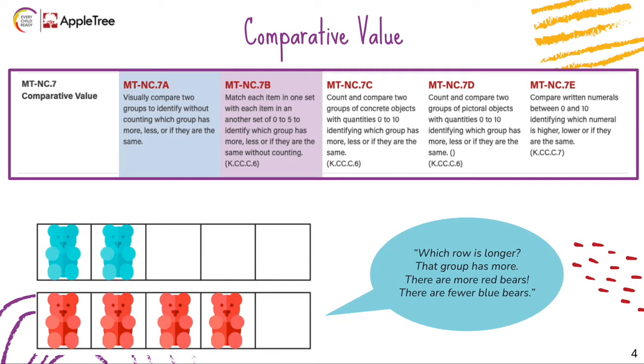Comparative value is determining that a group has more, less, or the same amount. In order to understand comparative value, students must have a mastery of one-to-one, row counting, and quantification. Below is an example of a comparative value lesson. So you might tell students, which row is longer? That is a group that has more. There are more red bears. That means that is longer. There are fewer blue bears. You can explain it a little bit more for your students if they need some more clarification.